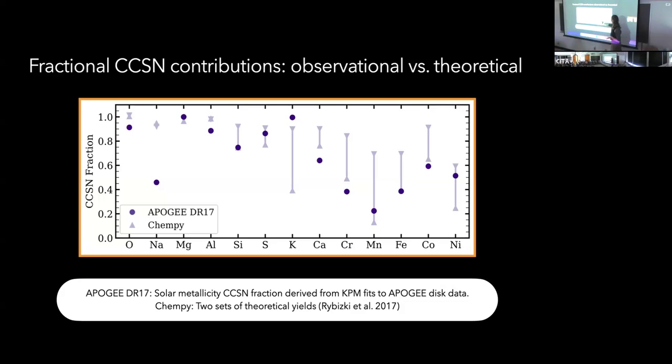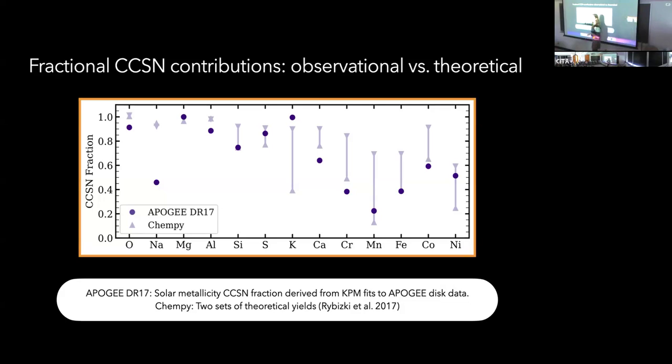I like to highlight that the iron peak elements, they broadly agree, right? The theory is saying they have a large contribution from something not core collapse, and we're seeing they also have these low core collapse fractions. But this theory bar is huge, right? There's a large parameter space that our manganese would agree with. So there are giant variations in the yields for these elements just from yield set to yield set.